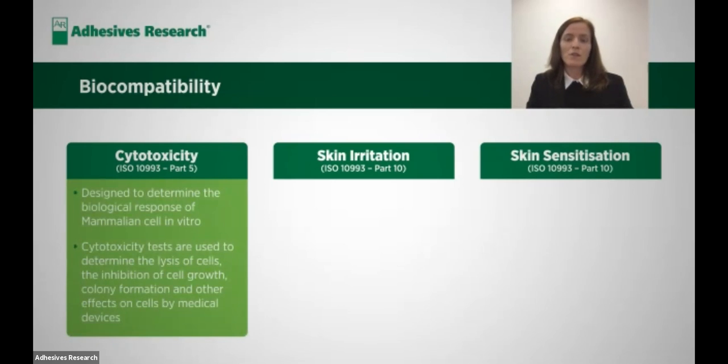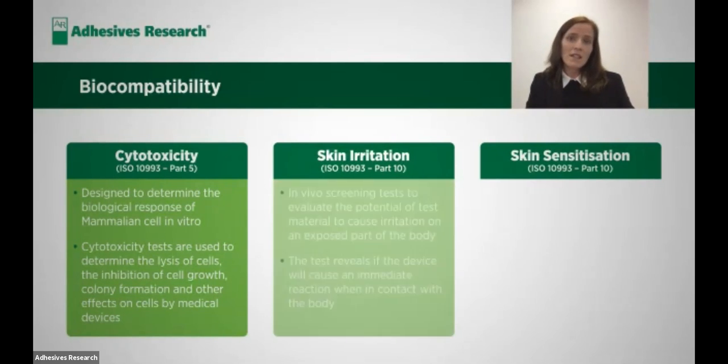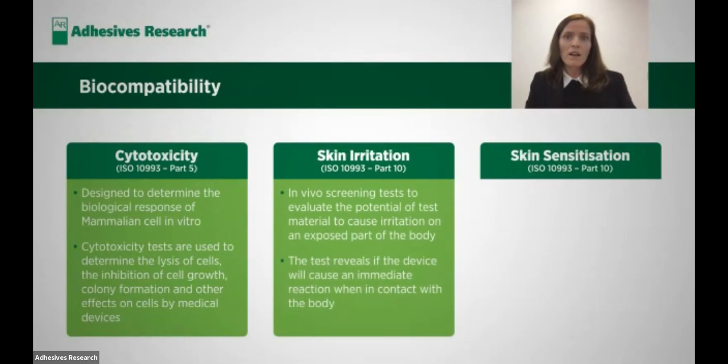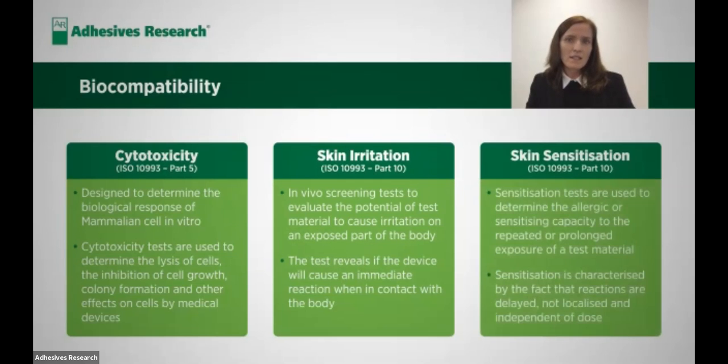Cytotoxicity is completed in vitro. So it's completed on cells, and you're looking for effects on cells, such as cell lysis, inhibition of cell growth, and colony formation. Skin irritation is completed in vivo, in direct contact with the body, and you're looking for irritation or an immediate response. Skin sensitization is also conducted in vivo on the body, but you're looking at more a delayed or allergic response from the repeated or prolonged exposure. It is characterized by the fact that the reaction is delayed, independent of dose, and not localized.